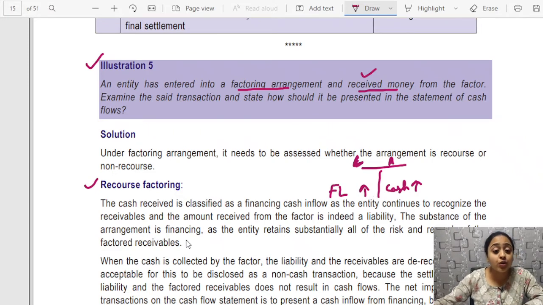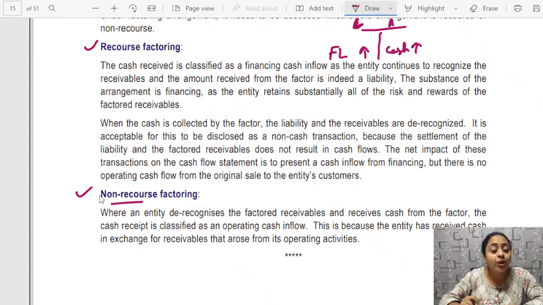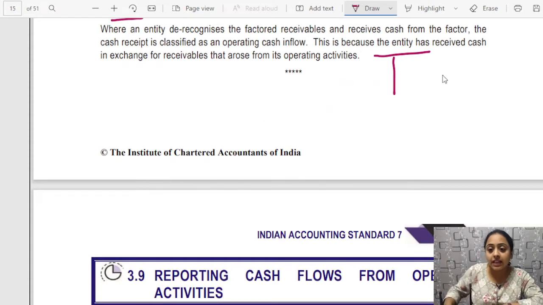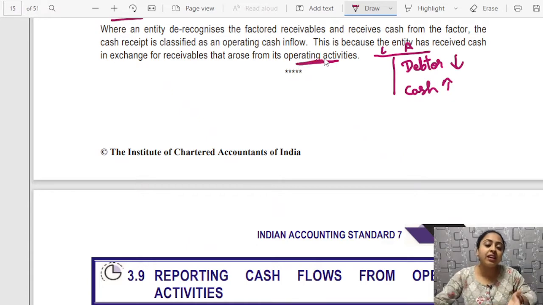Whereas if it is non-recourse, this means that all the risk and rewards have been transferred. Since all risk and rewards have been transferred, you can now derecognize such receivables, or you can say debtors. Okay, in this case, here there is asset and liability. Since you can derecognize debtors, you will decrease those debtors and increase cash. So there will be an inflow, but as an operating activity. Okay, this is debtor collection, simple debtor collection.